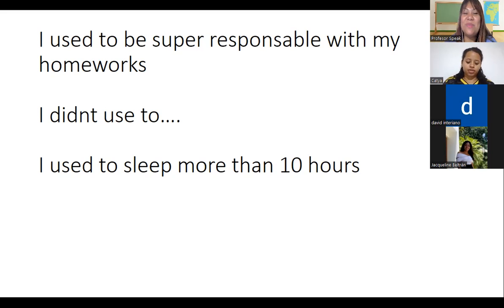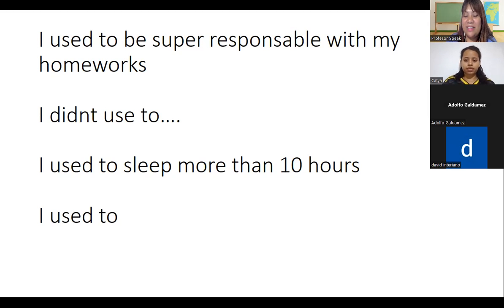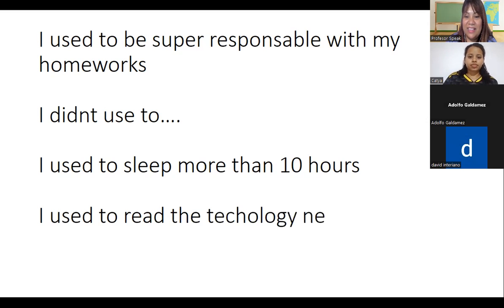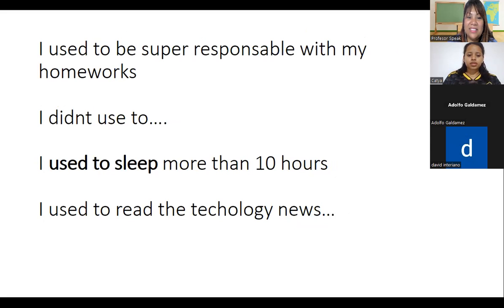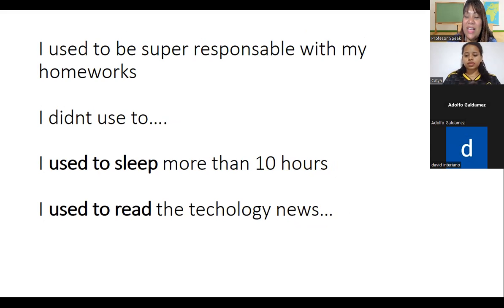Adolfo? Tell me something about you. I used to read the technology news. I try to read the technology news every day. And the technology news, is it like a website or a real physical newspaper? It's on the internet. RSS. It's all technologies that we can use to read news about anything. In my case, I usually read the technology news. Wow, that's super good. Very good. Adolfo, next person.